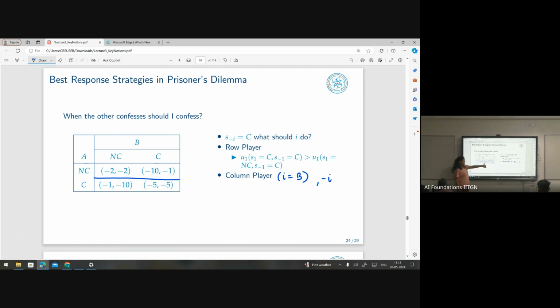If I don't confess, now you have to look at the second values. If I don't confess, I get a utility of -10, and if I confess, I get a utility of -5. I should still confess, because I'm maximizing my utility. So no matter who I am, either the row player or the column player, if the other person is confessing, I should always confess. That's my strategy.